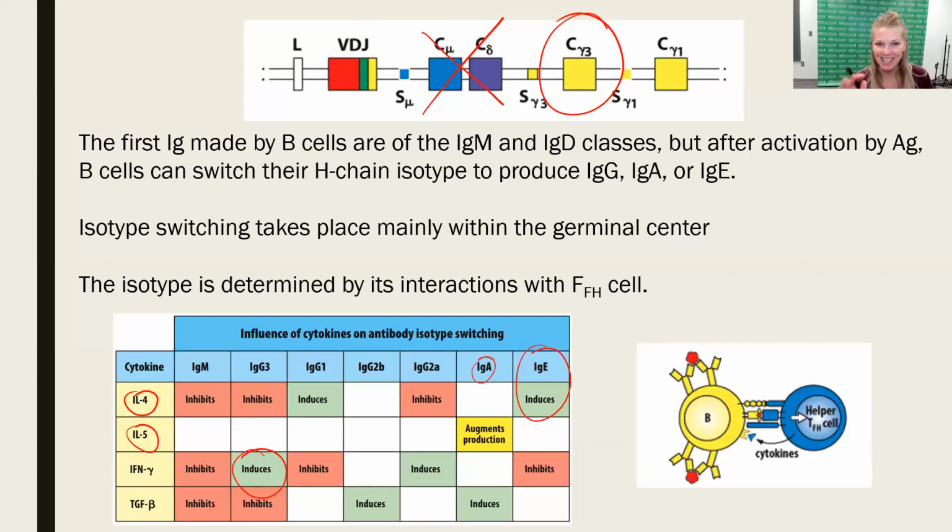Okay, sorry, had a little bit of an interruption there. IL-21 is another one in here that can be used to help drive IgG production.